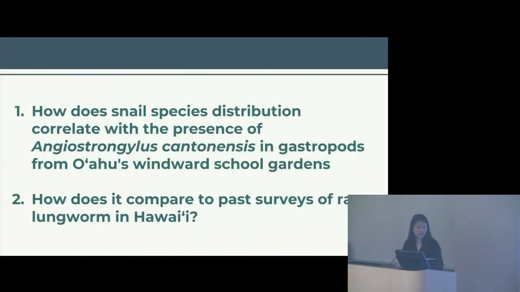So I asked the question, how does snail species distribution correlate with the presence of rat lungworm in snails from Oahu's windward school gardens? I focused my research around the windward coast because I knew that would give me the highest probability of actually detecting rat lungworm in Oahu. And I wanted to target school gardens because school-age children have a high risk of probably eating one of those infected snails, and I really wanted to determine the risk at different schools and try to reduce that. I also wanted to ask, how does it compare to past studies of rat lungworm in Hawaii?